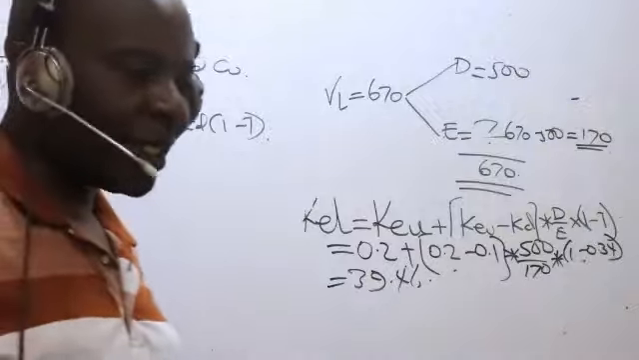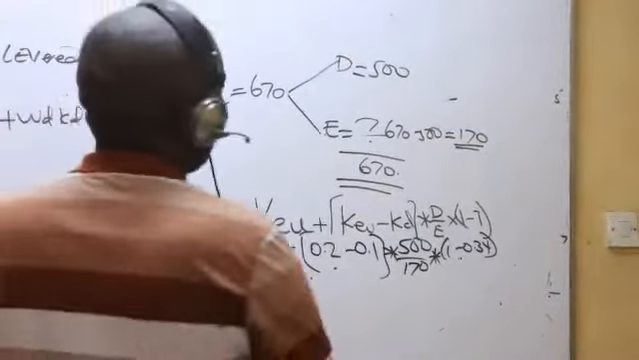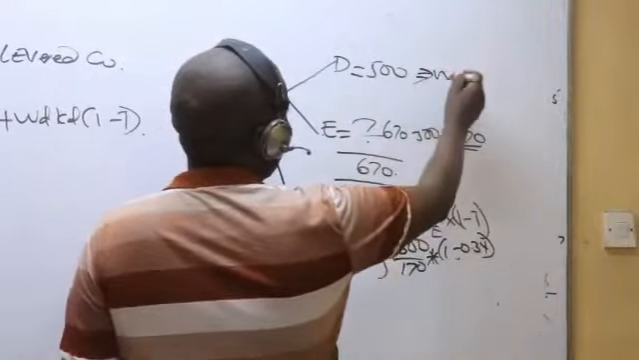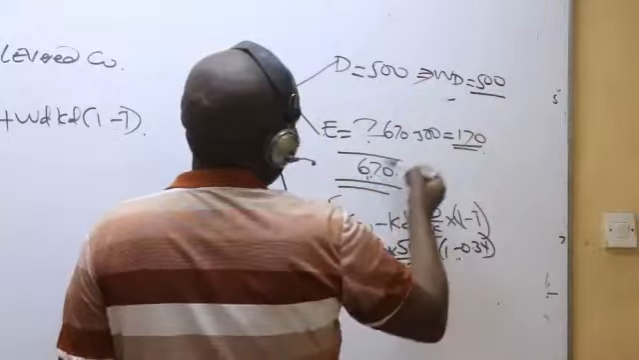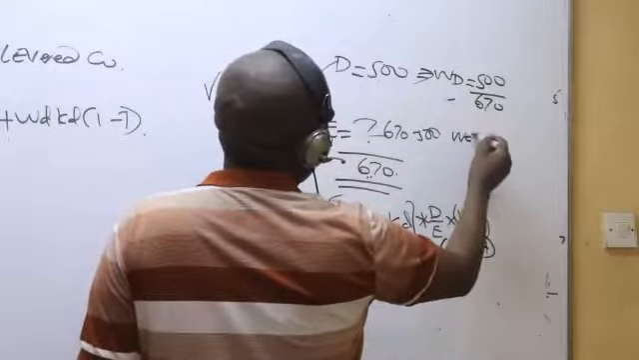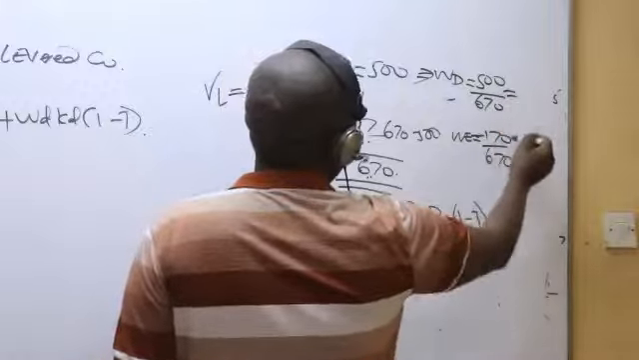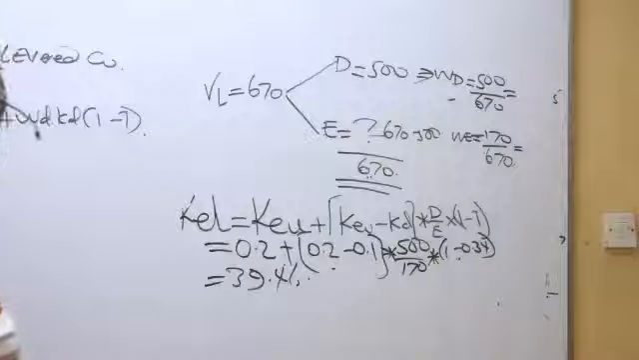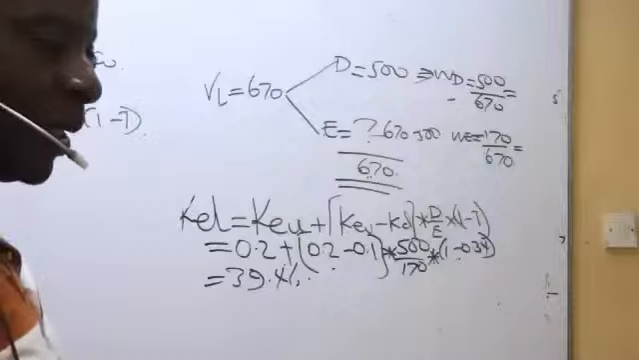Already you can see Lucy Allen has the weights. Thank you very much. So out of this, I should be able to get the weights. Look at this: weight of debt of a levered firm will be 500 divided by 670. How about weight of equity? It will be this 170 out of the total value. Two decimal places, please. Give me those weights.